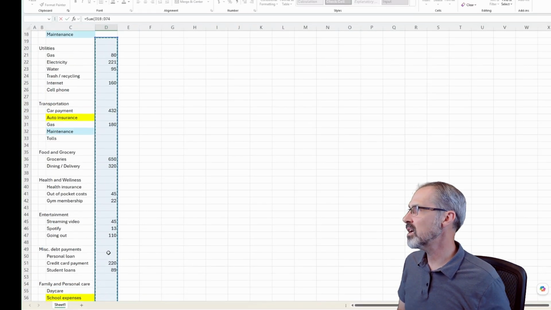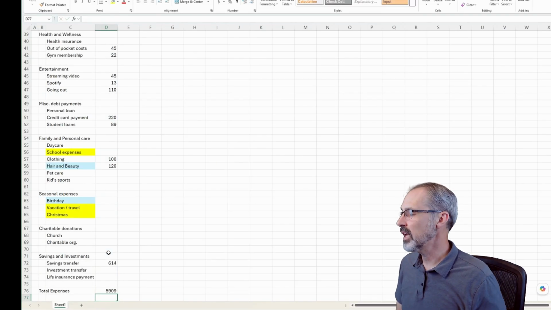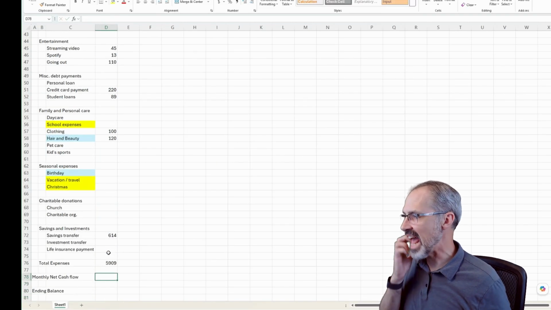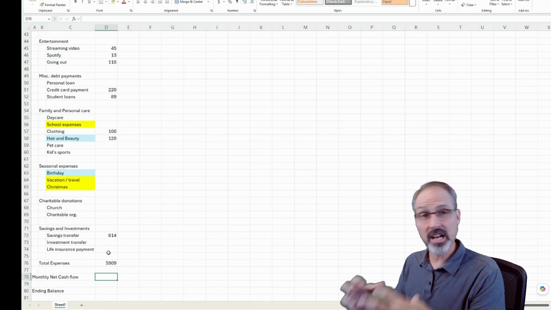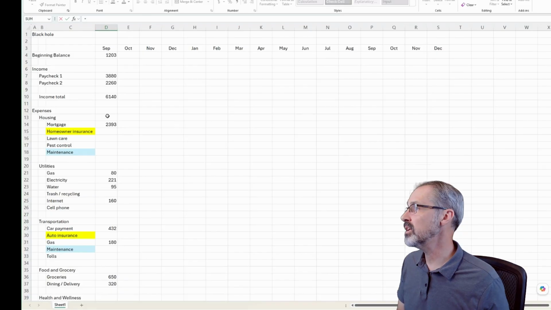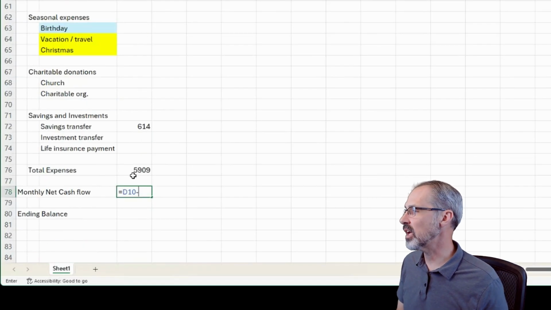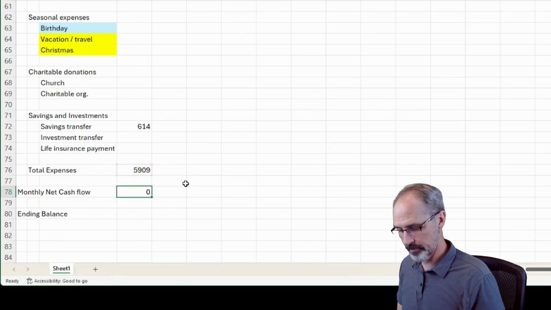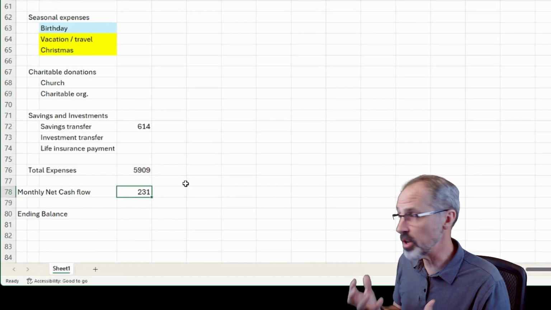everything from the top of the expenses down. All right, and now what we want to know is what their net monthly cash flow is. And so we take their income, we go up here, we take the income and we subtract the total expenses like that. So right now they have an excess of $231.